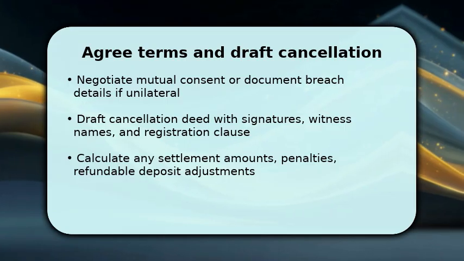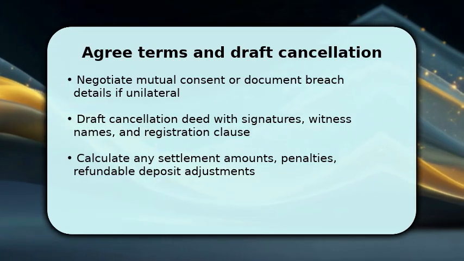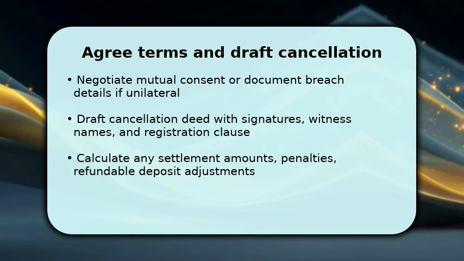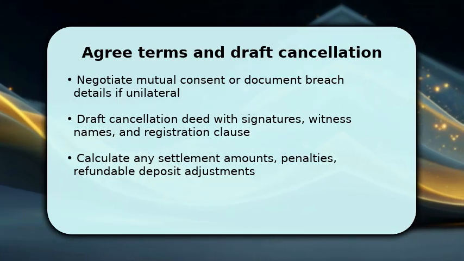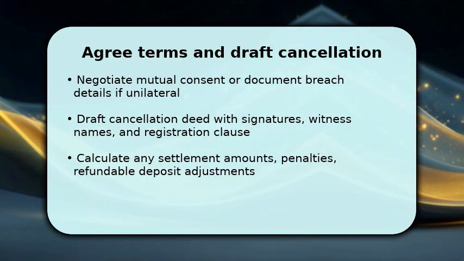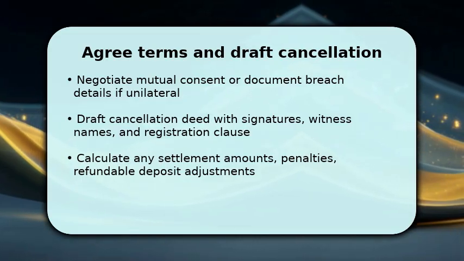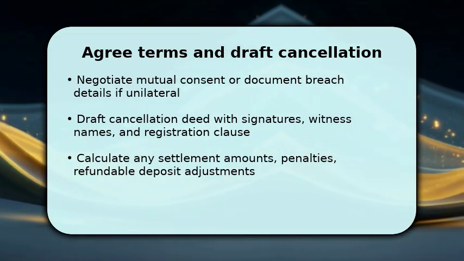revokes prior rights. Include witness names and signatures. If unilateral, attach proof of breach and served notices. Make sure both parties sign before two witnesses. This prevents later contested claims and smooths the registry appointment.